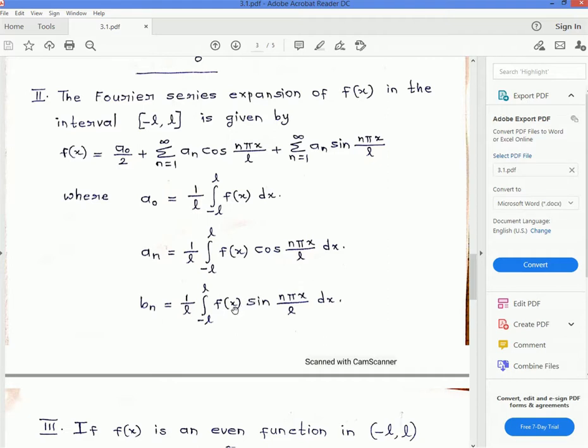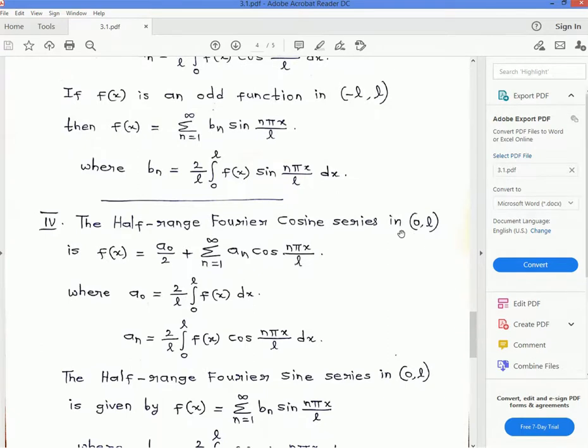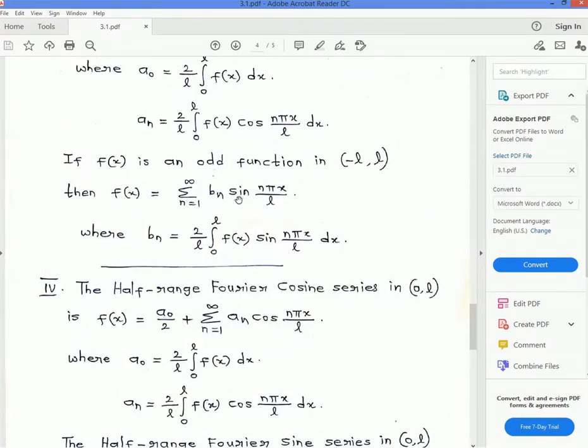We know f of x is even, and sin n x is an odd function. The product of an even and an odd function is an odd function. But we know integral minus l to l of an odd function is 0. So the b n values become 0. Similarly, the Fourier series for an odd function is f of x equal to sigma n equal to 1 to infinity b n sin n pi x by l. So here a naught and a n values become 0.